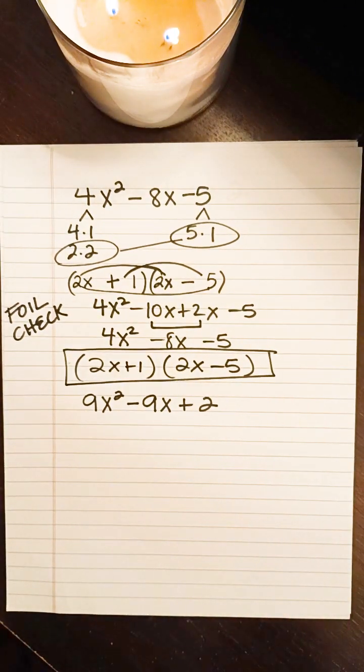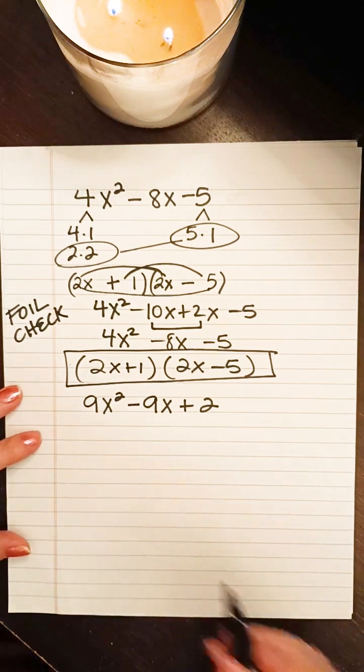And that's it. That's how you do all of them. It's pretty simple and it's actually pretty fun. You just have to play with the numbers a little bit, and trust me, as you do more of these, you will get a lot quicker. Okay, let's do another one.